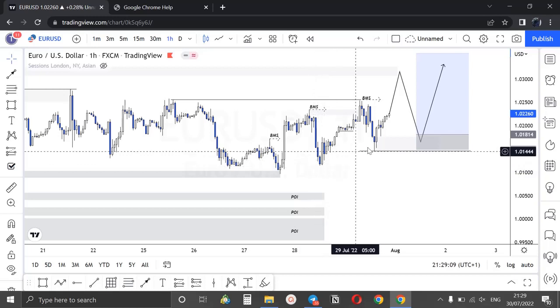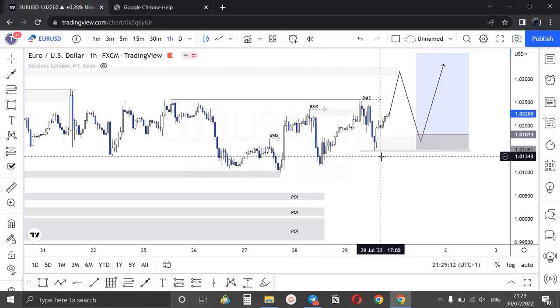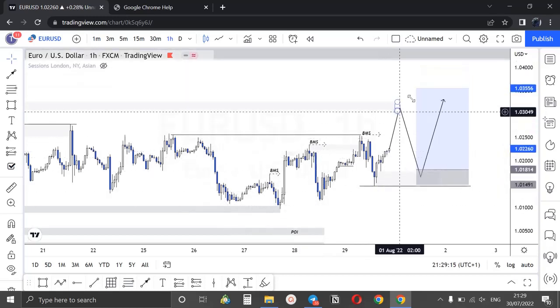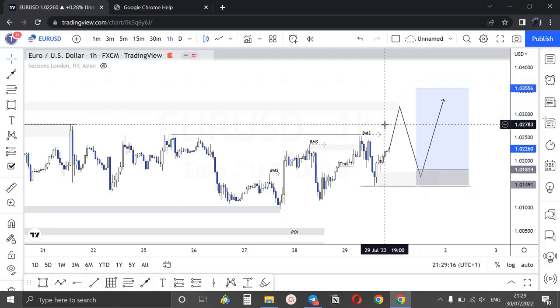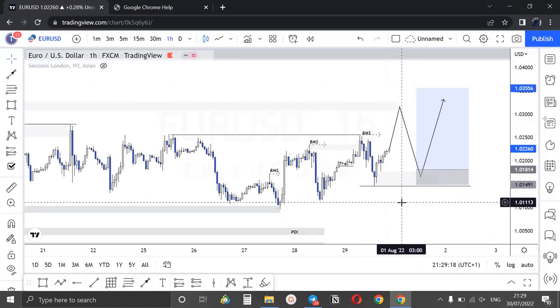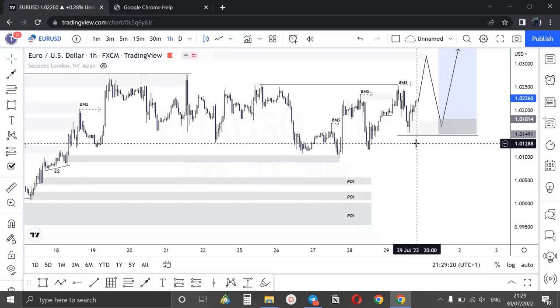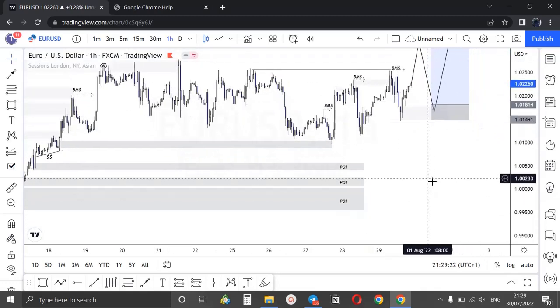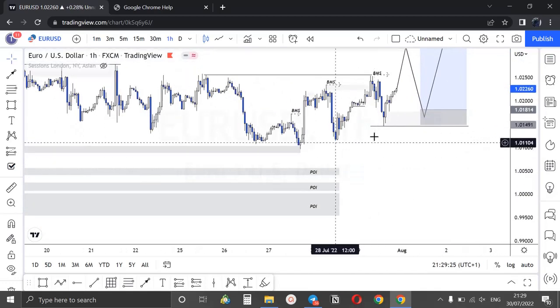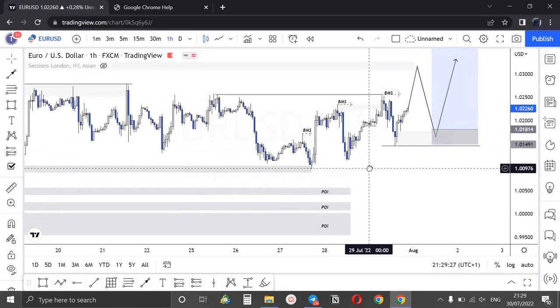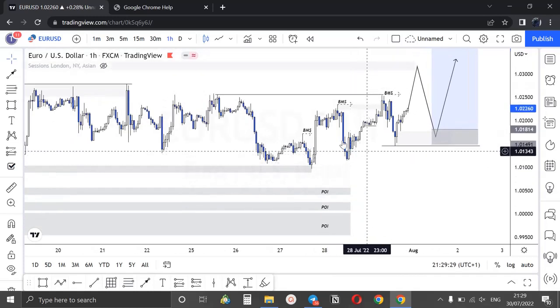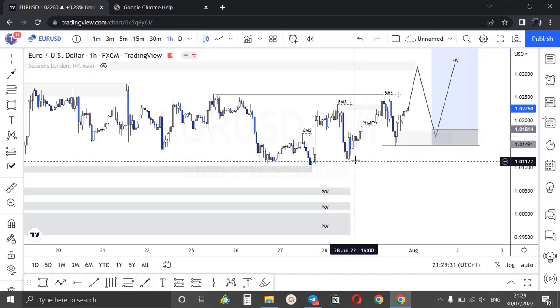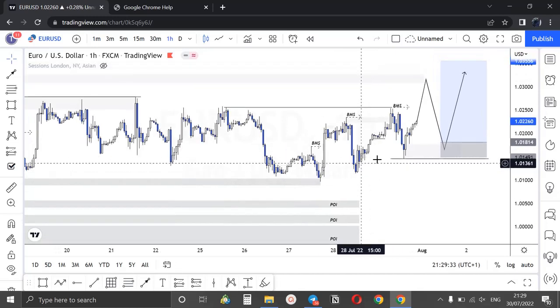But keep it in mind, if they take out this low or this low right here, I'll no longer be looking for any buying opportunity. Definitely, what I should be looking forward to is sells. Why? Because the market has totally changed its structure.